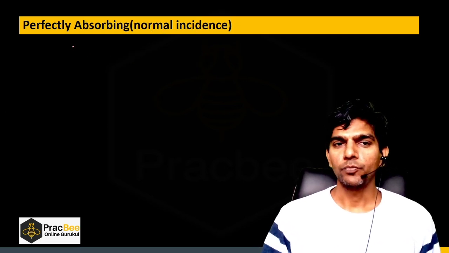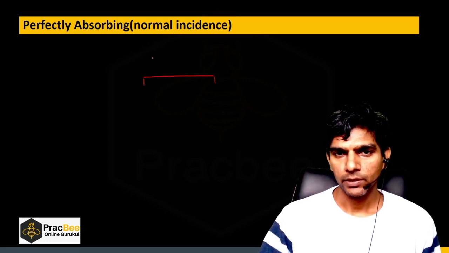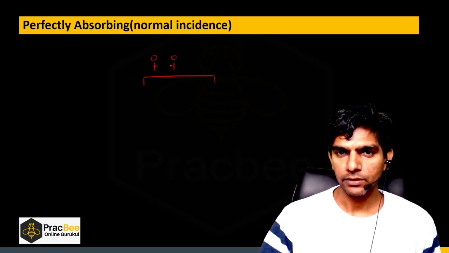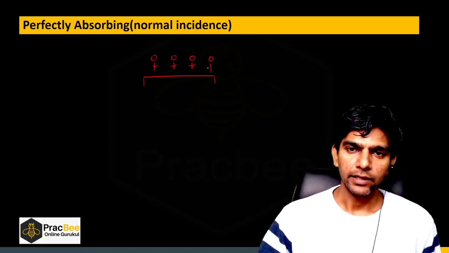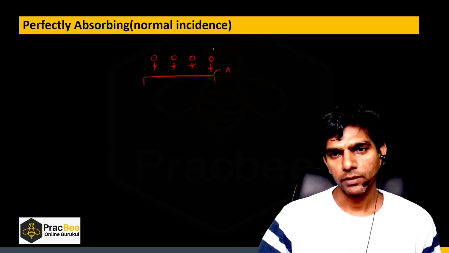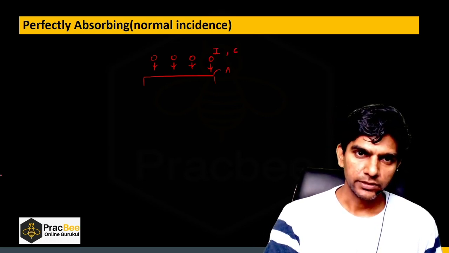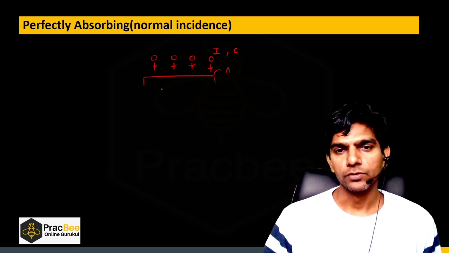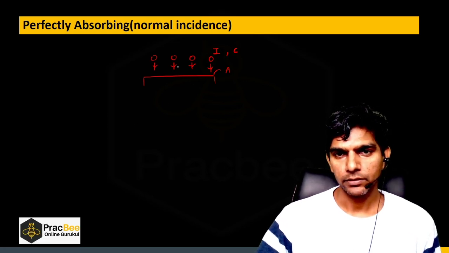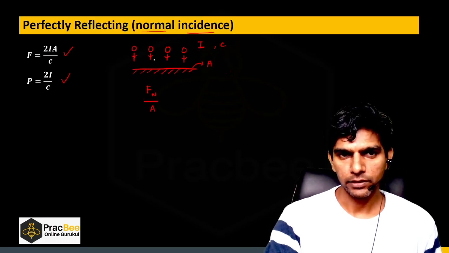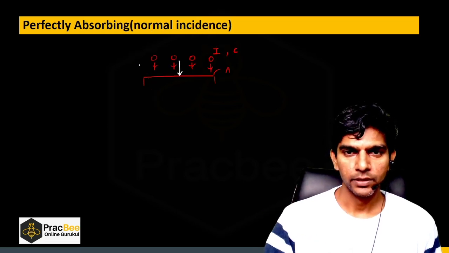Now let us see the case of a perfectly absorbing surface. Now let us say this surface is perfectly absorbing, and again photons are being incident normally. So we are considering normal incidence, and the area is A, intensity is I, and c is the speed of light in vacuum. So the force exerted by these photons on this area will be in the downward direction. Similarly, in the perfectly reflecting surface, the force is again in the downward direction.